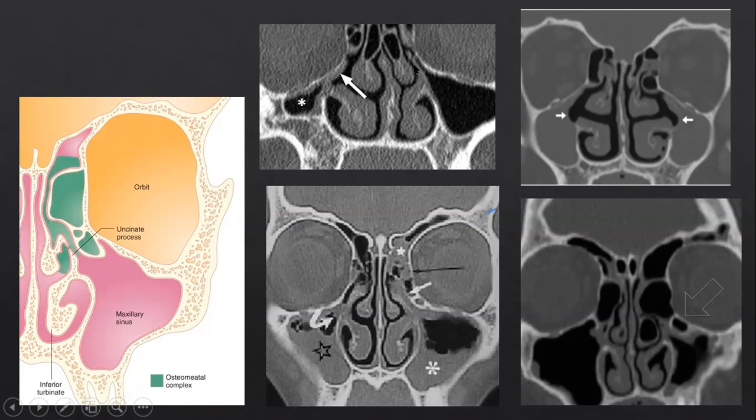Normally the uncinate process is in direct continuity with the medial wall of the maxillary sinus, whilst here you can see there is a lateral deviation of this uncinate process. And this is the area that the surgeons would like to address by either truncating the uncinate process or partially resecting the middle turbinate, or resection of the anterior ethmoidal air cells to try and aerate and create a functionally relevant opening of the maxillary sinus.